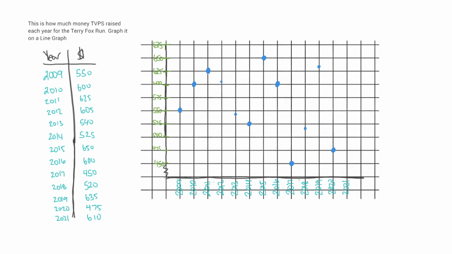And it's going to be about here. So here's what we have to do, is we have to connect these dots. You are going to use a ruler. I will not be able to. So there's our information. It has been graphed.